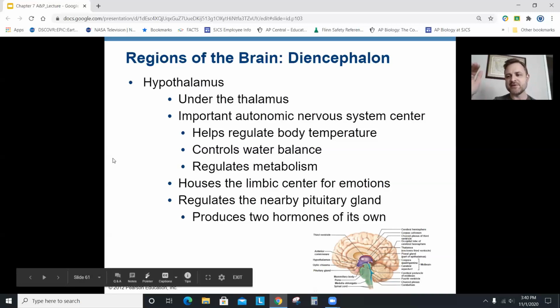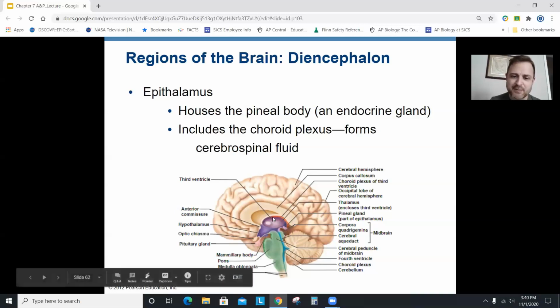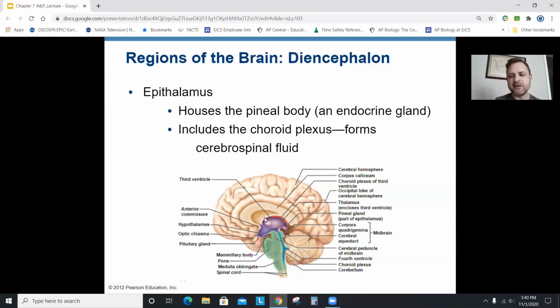So we had the thalamus, and beneath it was the hypothalamus. The epithalamus is sort of above it. Again, in this picture, the pineal gland is right here. And this region on top of the third ventricle is called the epithalamus. The pineal gland, again, is another endocrine gland that we'll see in chapter 8, I believe.